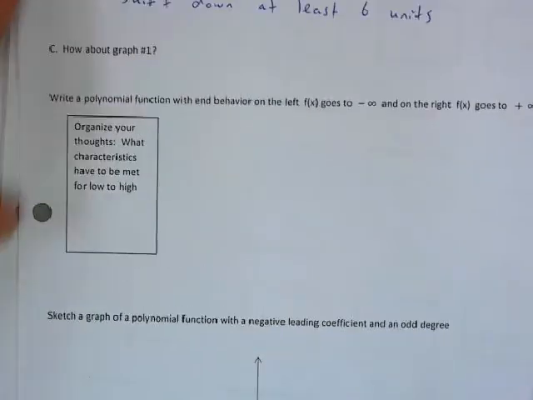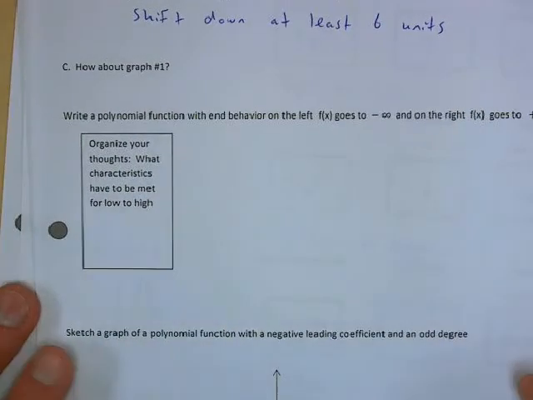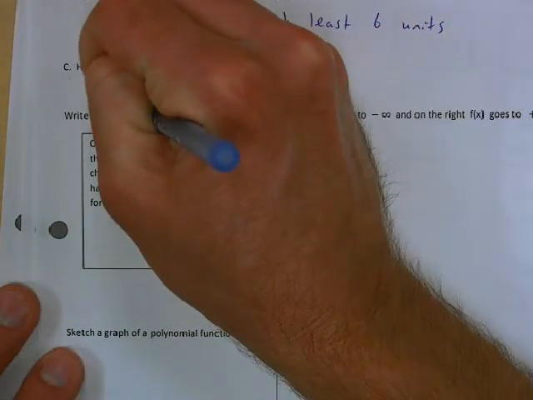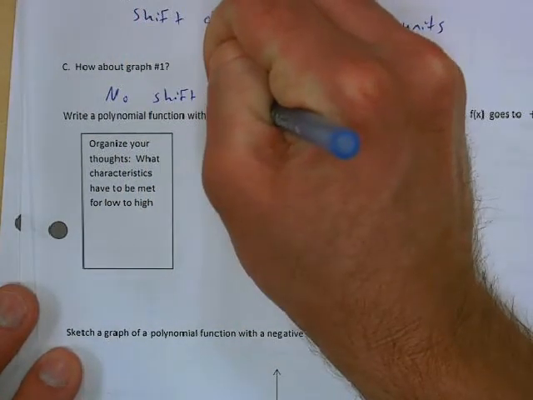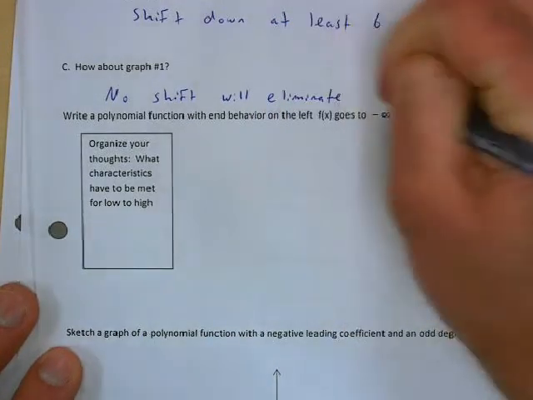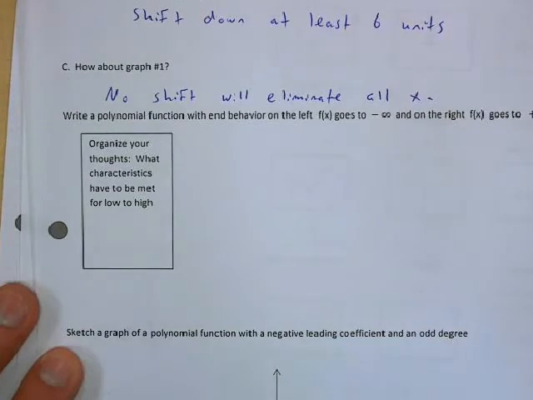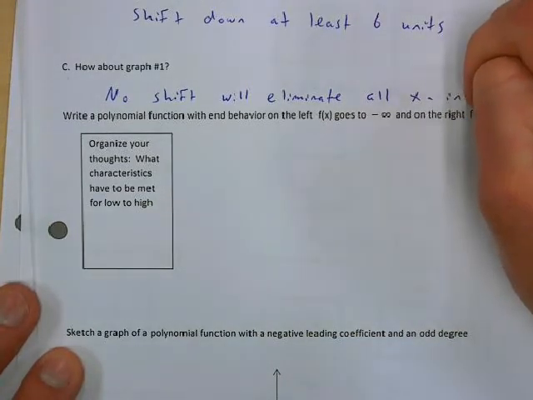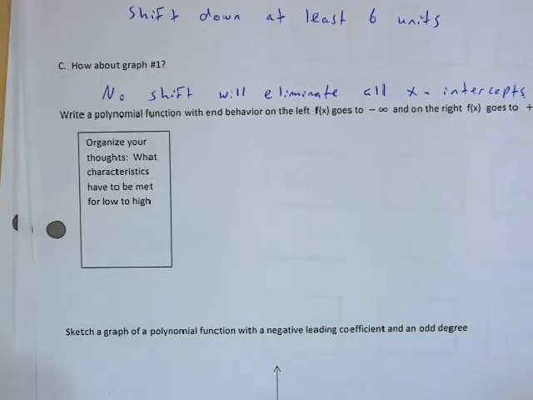So we can say no shift will eliminate all x-intercepts. So we can eliminate a couple of them, but not all of them. Okay, and that works for that.